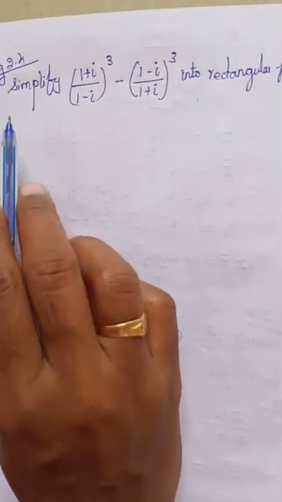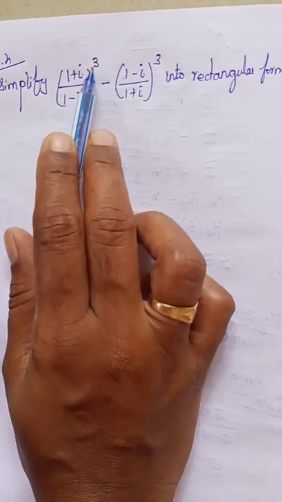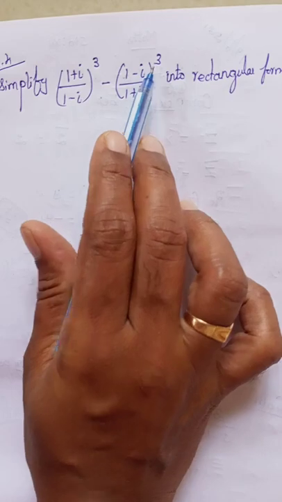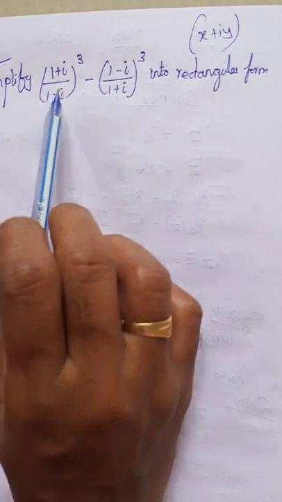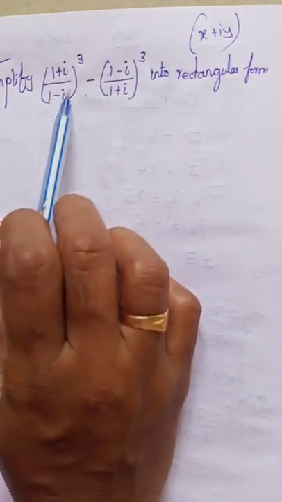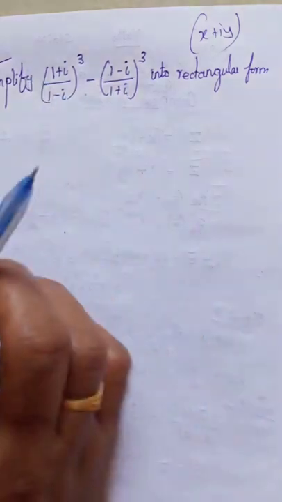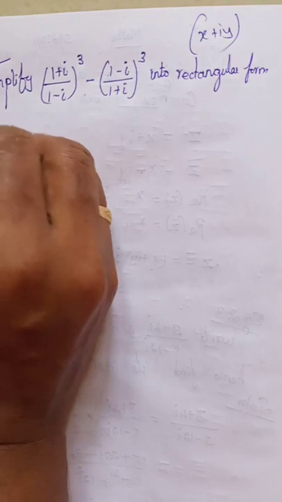Say example 2.4. Simplify (1 plus i by 1 minus i) the whole cube minus (1 minus i by 1 plus i) the whole cube into rectangular form. Rectangular form is nothing but x plus iy form. Okay, see this, 1 plus i by 1 minus i, and this is the reciprocal of this, isn't it? So first we can find out what this is, then it will be easy for us.